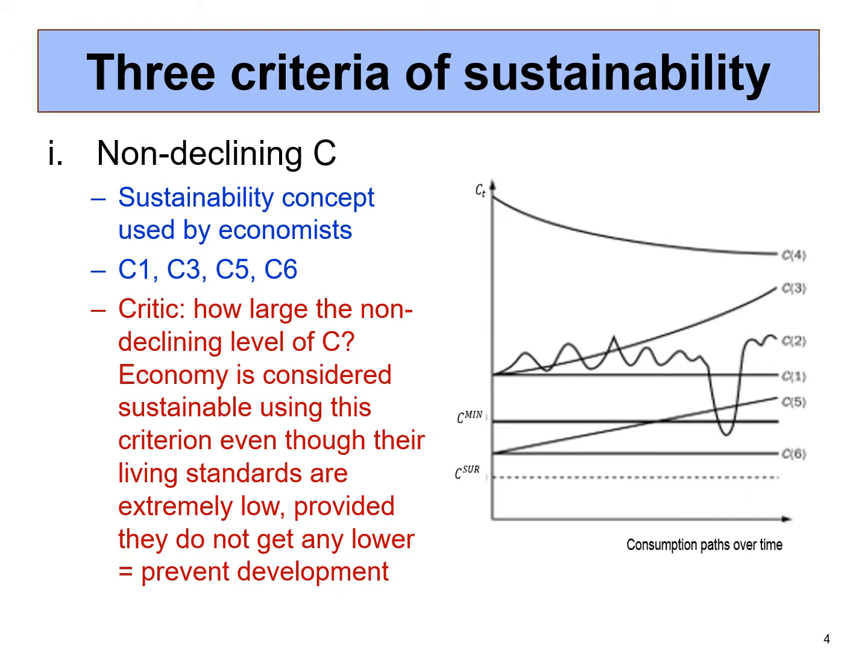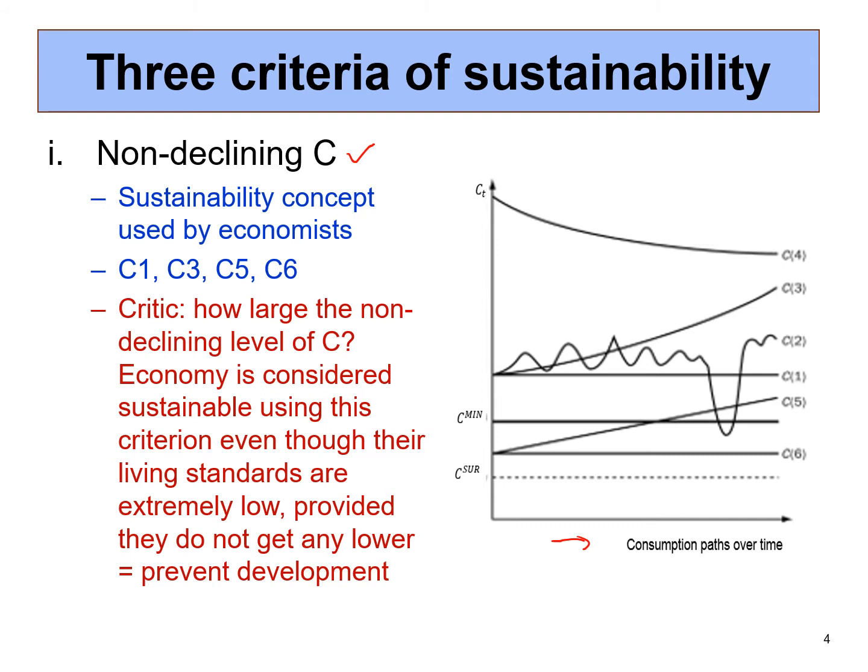There are three criteria of sustainability. The first one we call non-declining consumption. This is the common criterion used by economists when they talk about sustainability. If you look at this diagram, it shows the consumption path over time. You have many shapes of consumption path over time. Based on the concept of non-declining consumption, which consumption paths fulfill our criterion?